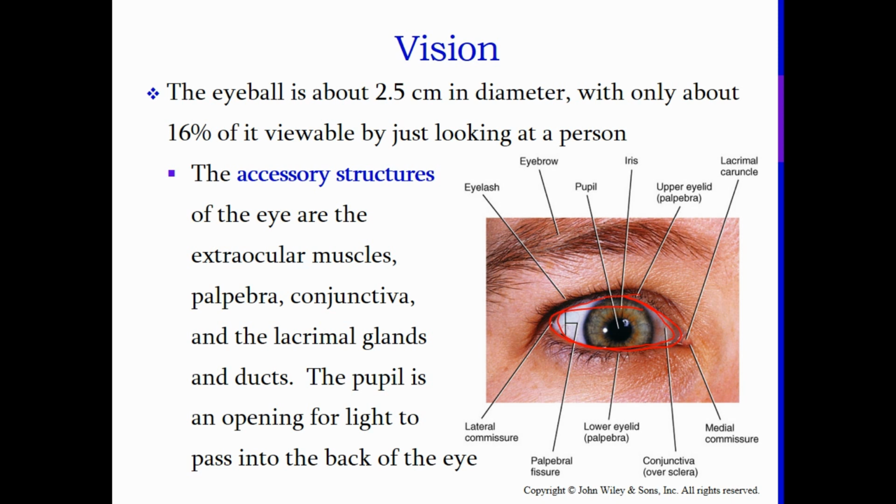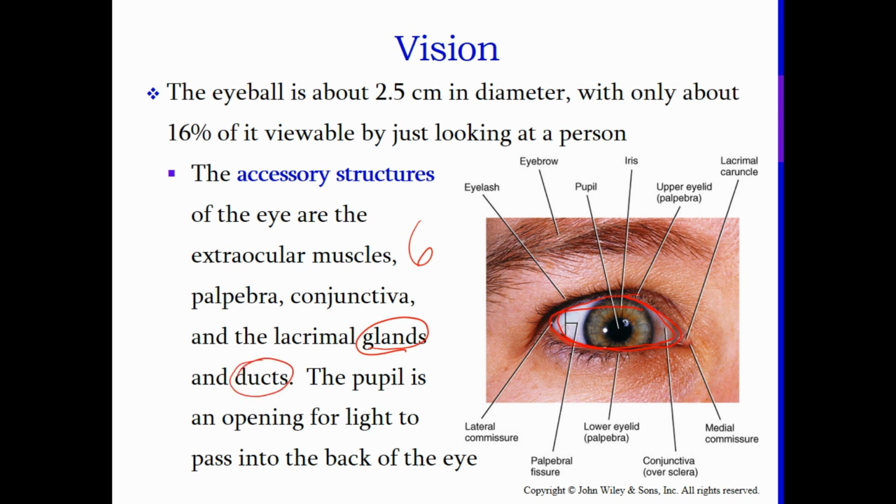The accessory structures of the eye are the extraocular muscles. Each eyeball has 6 of these. Okay, we have 6 of these muscles, and they're the muscles that move our eyeballs around. They allow our eyeballs to pivot and rotate and shift inside the orbit. The palpebra, which are your eyelids, the conjunctiva, which is the protective lining on the inside of the eyelid, and the lacrimal glands. And these are your glands that produce and drain tears. So the glands produce the tears and the ducts drain the tears.